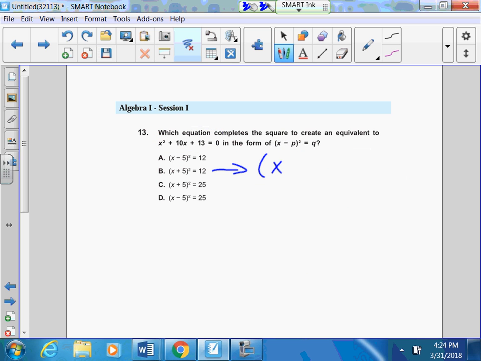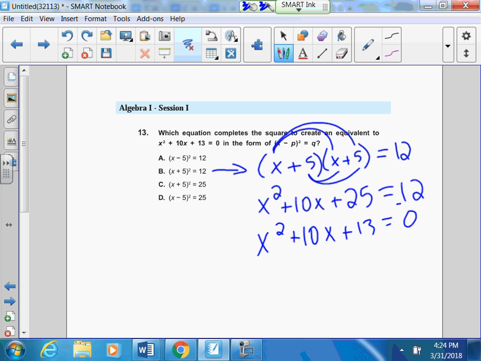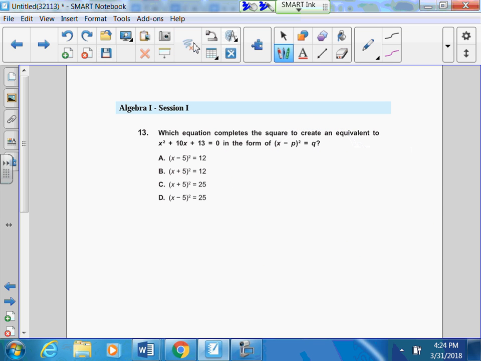All right, we're going to rewrite it as x plus 5 and x plus 5, and then you got equals 12. X times x is x squared. This is 5x. That's 5x. That gives us 10x. 5 times 5 is 25 equals 12. Subtract 12, you get x squared plus 10x. Subtract 12 from 25, you get plus 13 equals 0. Is that the same thing that we started with? Yes, it is. So B is your answer. But obviously, if you know how to complete the square, that's going to be the easiest way to do this.